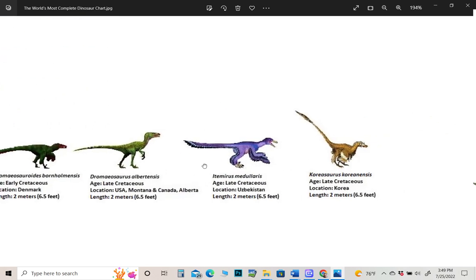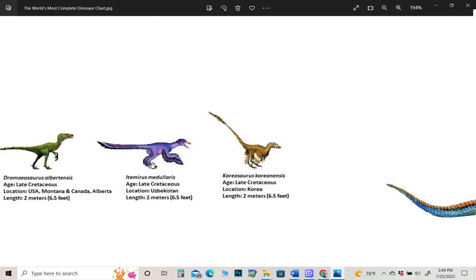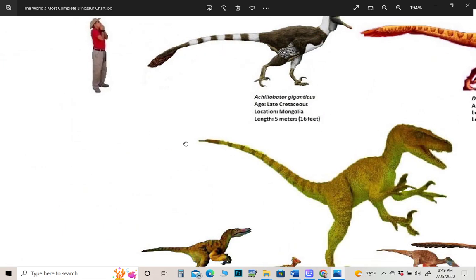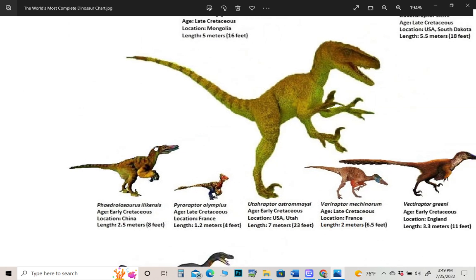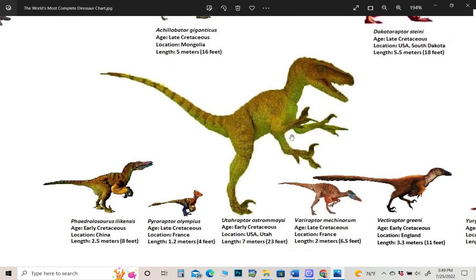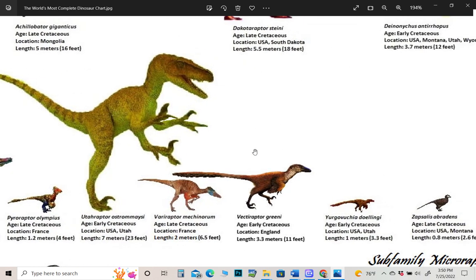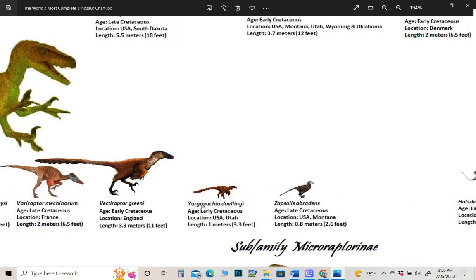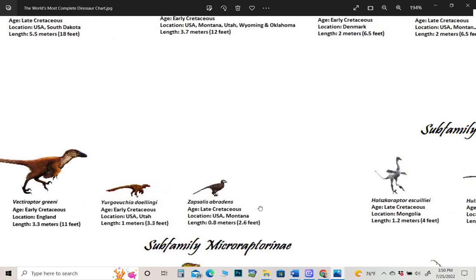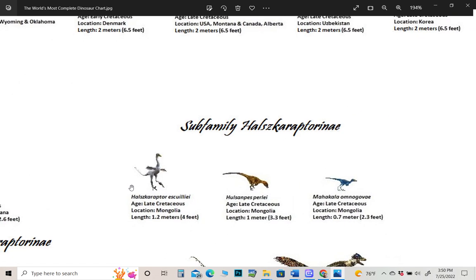Dromaeosauroids: Dromaeosaurus, Idamerus, Coreosaurus, Idamerus, I think. Phaedrolosaurus, Pyroraptor, Utahraptor, which doesn't have the feathering on it. I may update that at some point, but it would have had feathers. Varyraptor, Vectiraptor, Urgovuchia zepsalis, and the Hulscaraptors, which are the duck-like raptors.